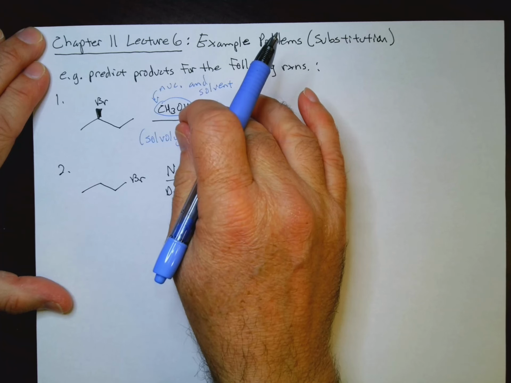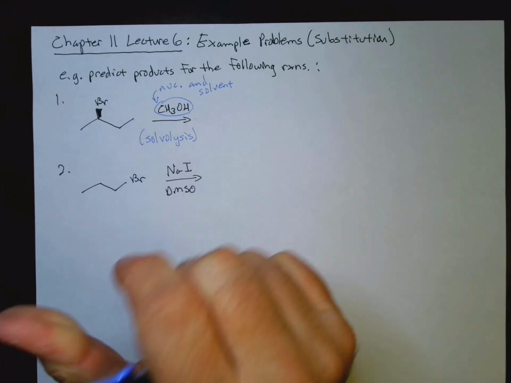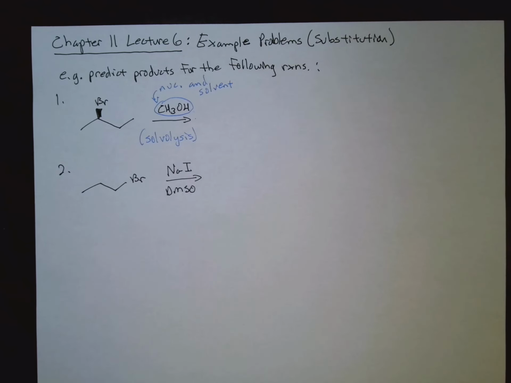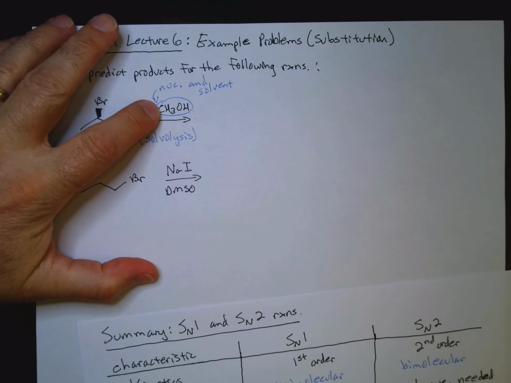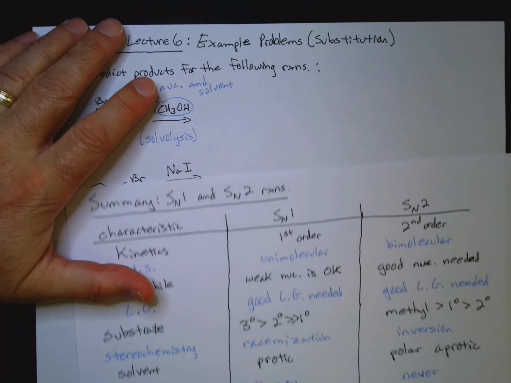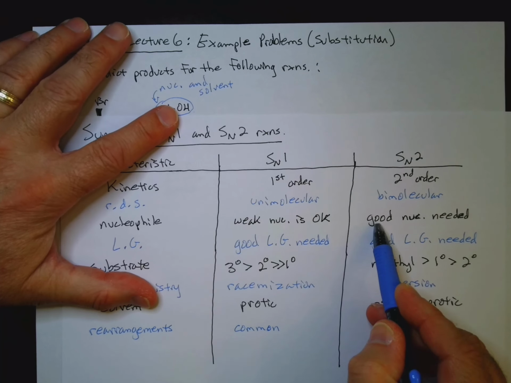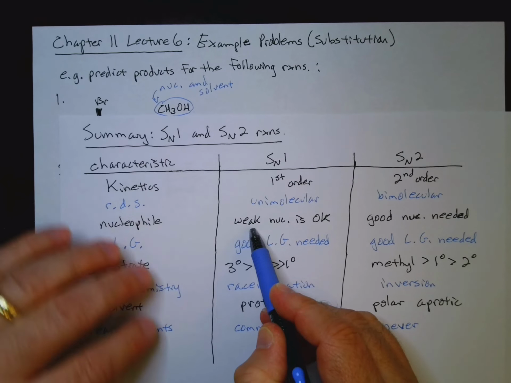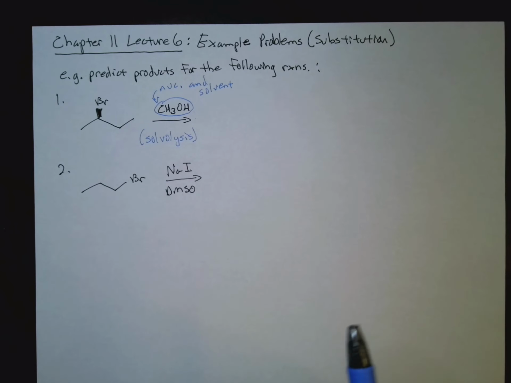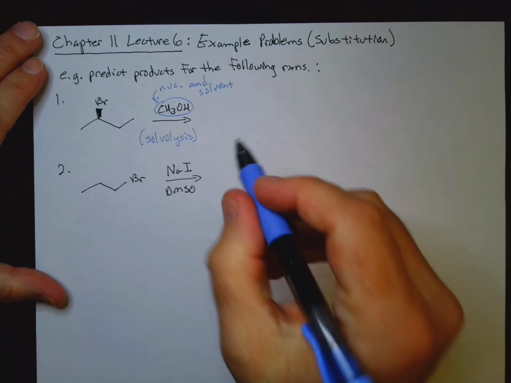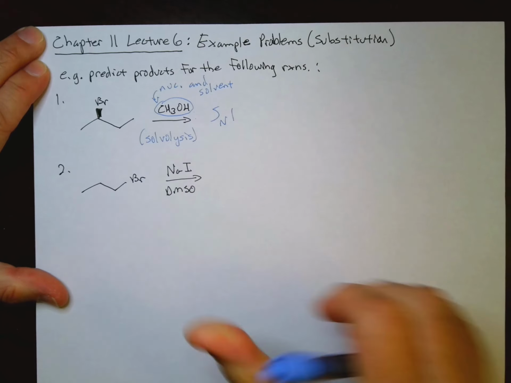The other reason I know that is, and let me just grab notes from last time, what kind of nucleophile is methanol? Well, methanol is a weak nucleophile, and weak nucleophiles won't work for SN2. So I know that it has to be an SN1 reaction.